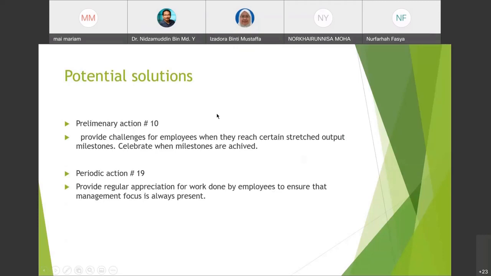So number 10, you provide challenge for employees where they reach a certain stretch output milestone, and celebrate when milestones are achieved. Or number 19, provide regular appreciation for work done by employees to ensure management focus is always present. You give the job and you celebrate, so your employees, sometimes when they feel down, you make them happy again, so that can probably improve their productivity and their health.